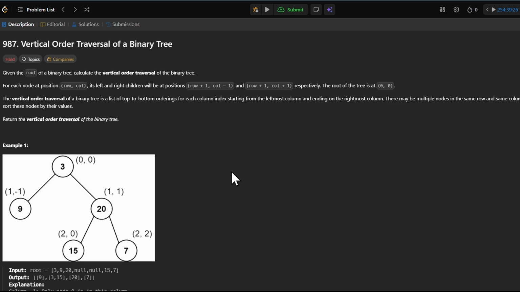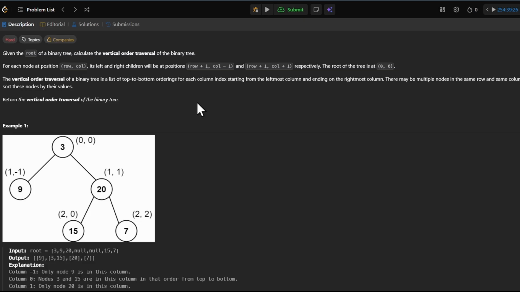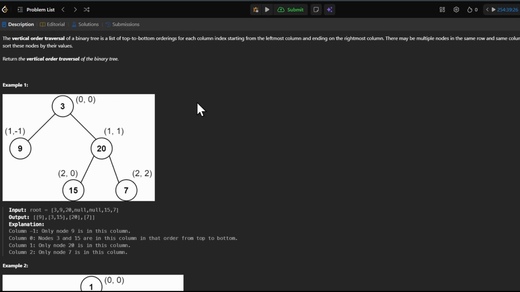This is a very important question that we are going to understand in this video. So the problem statement is vertical order traversal. This is a problem categorized as hard in LeetCode. First of all, let us understand the problem statement, then we will dive into the understanding of the code. So first, they are giving a tree and they are passing the root.